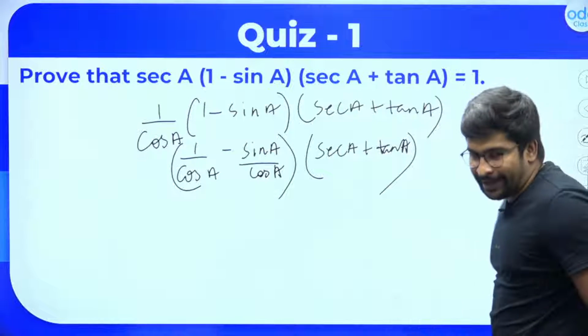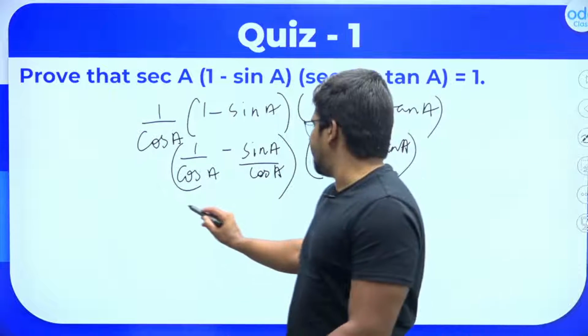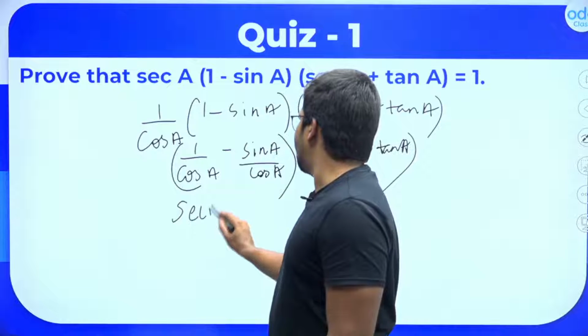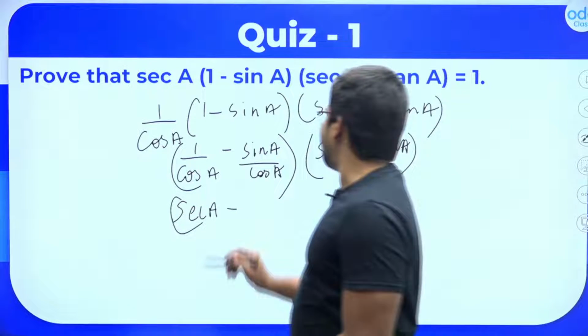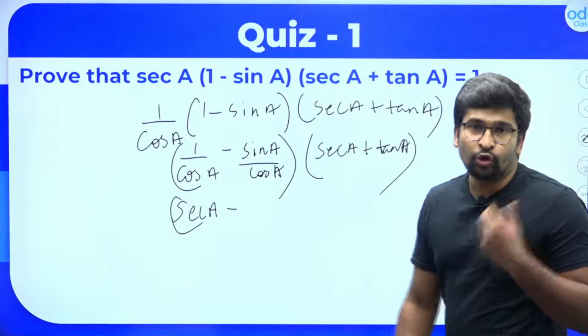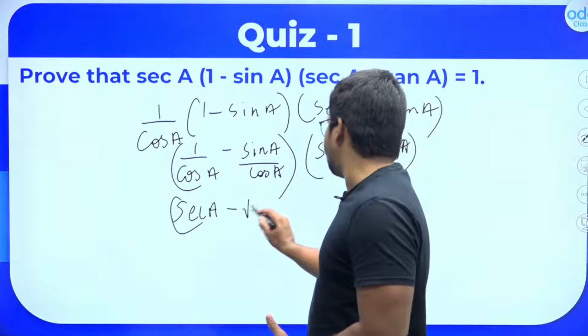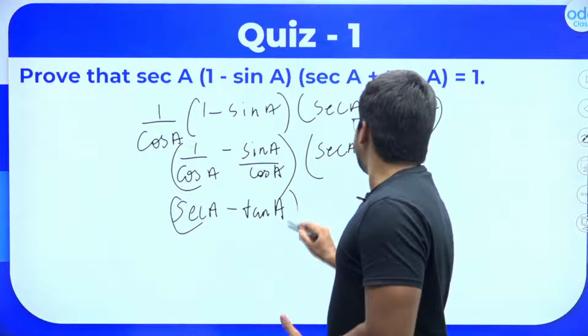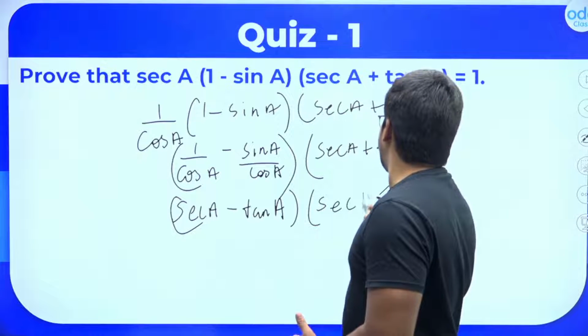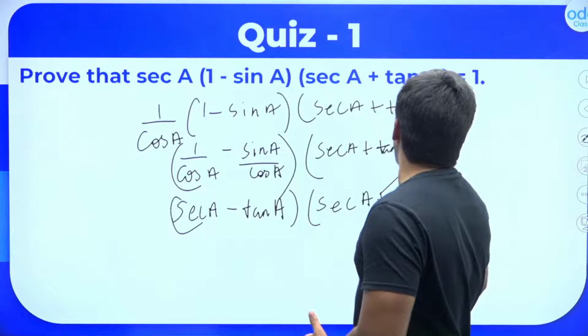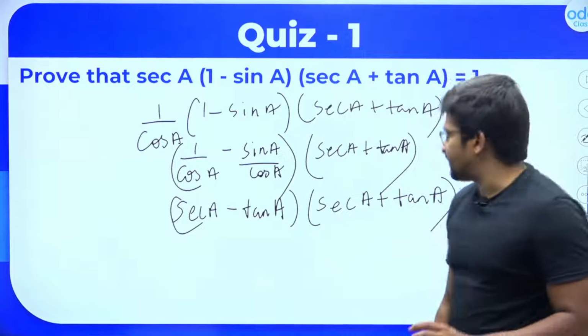So what is 1 by cos A? You know that 1 by cos A is again sec, right? So you can write it as sec minus what is sin A by cos A? You know that sin A by cos A is nothing but tan A. So you can write this as tan A, into sec plus tan A. Correct or not? This is what you have in the LHS currently.